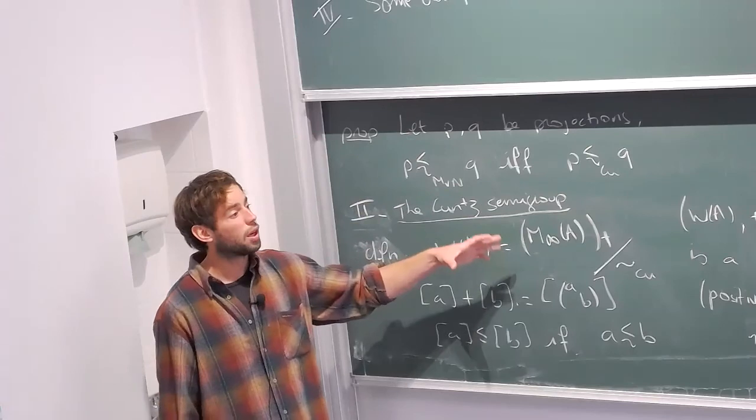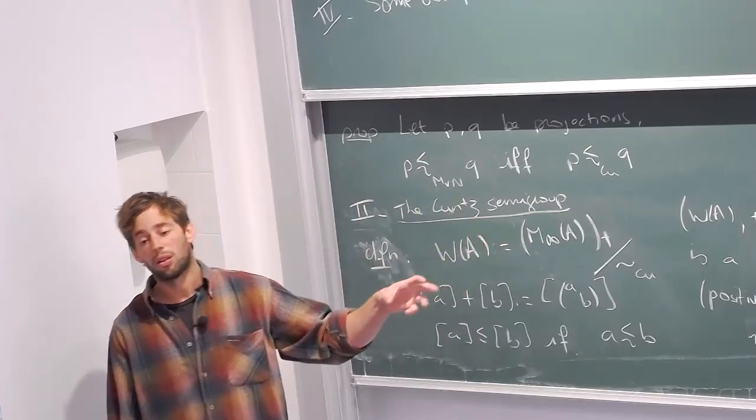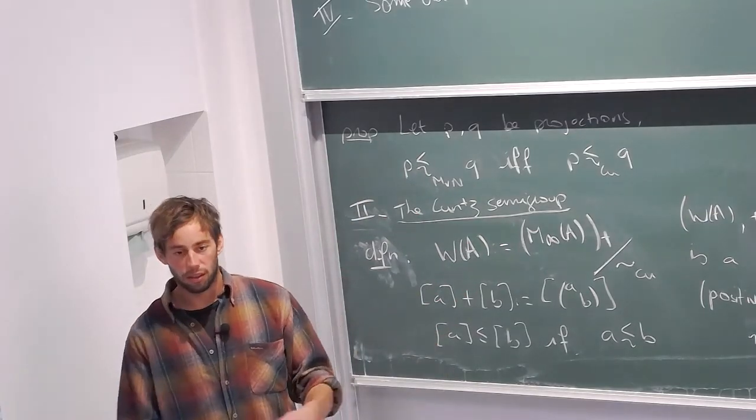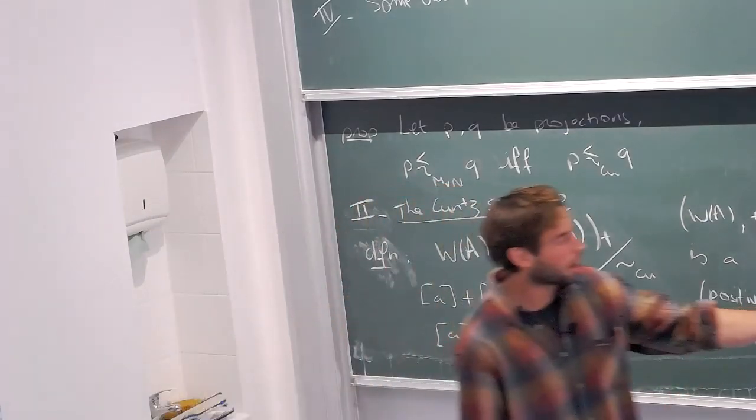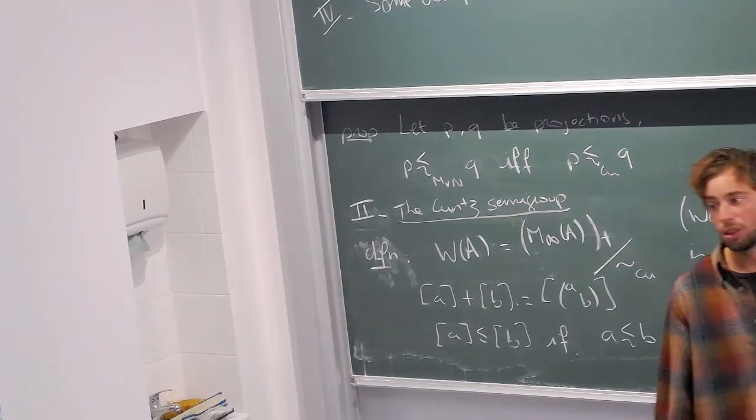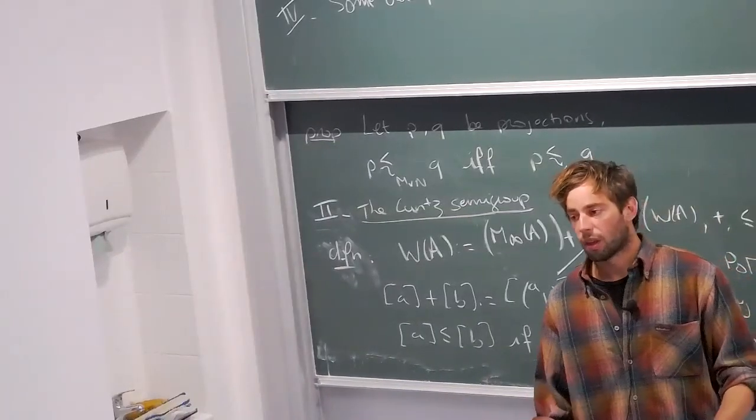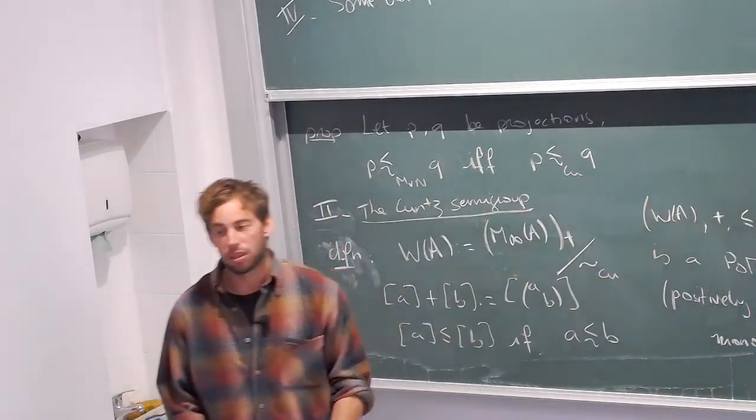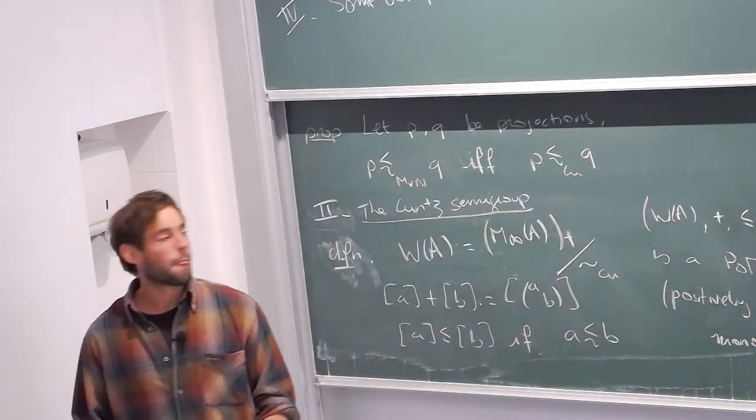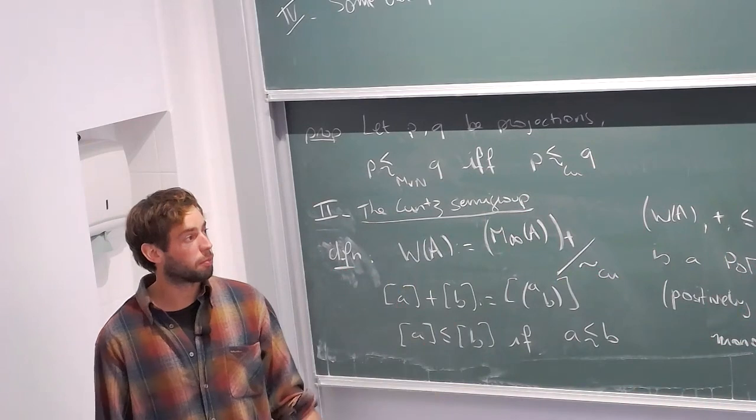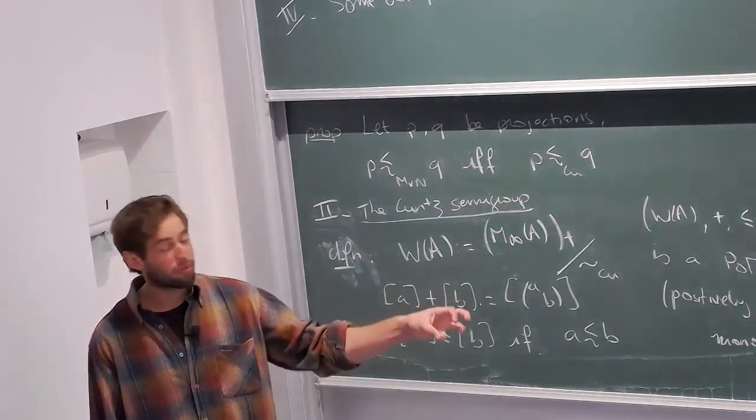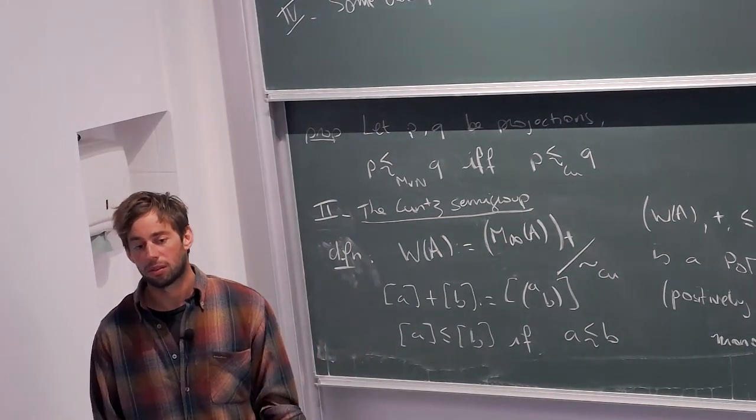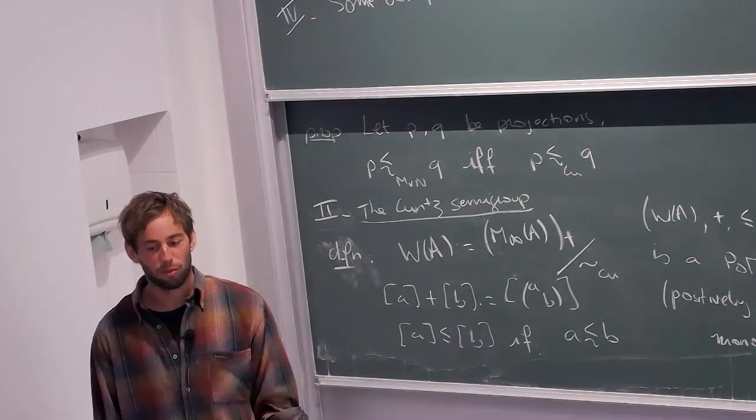We will see that the Cuntz semigroup captures really well the ideals and the quotients of a C-star algebra, and also exact sequences, and that it captures the Elliott invariant in the simple, stable case. And I will finish with some uses of this invariant for classifying C-star algebras. Okay, so basically this is the program for next week.